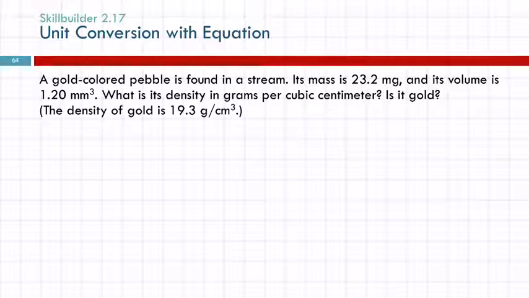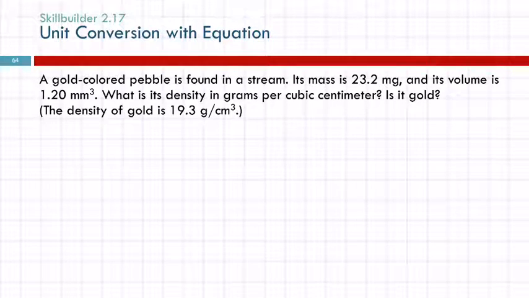Okay, a gold-colored pebble is found in a stream. You might get excited. Hey, this might be gold. Its mass is 23.2 milligrams. Its volume is 1.20 cubic millimeters. What is its density in grams per cubic centimeter? Is it gold? The way we're going to figure out if it's gold is we're going to compare the density of the pebble to the density of gold. If they're the same, it's gold. If they're different, it's not gold, it's something else.